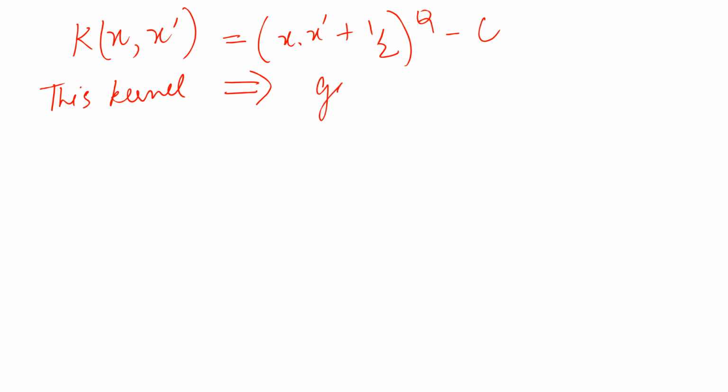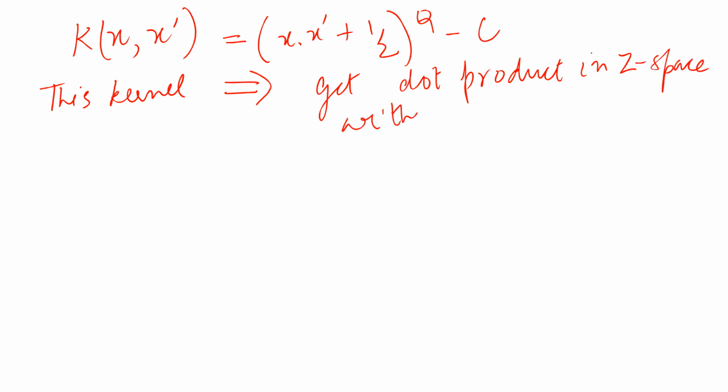So this is like getting the dot product in z space without actually going there, right? And this is, I would say, a huge computational saving, because now this dot product calculation only depends on the dimensionality of my original x space and not my z space, which would have created higher dimensional data maybe, right?